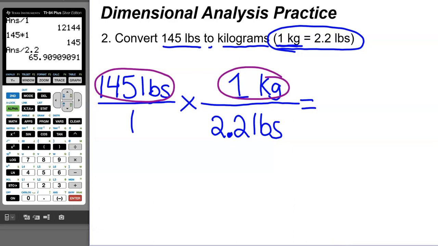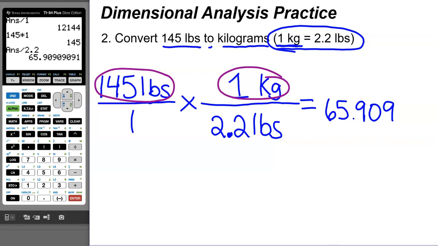So we have 65.909. But of course I'm not quite done yet because I need to round my answer to the correct number of significant figures. Oh, and I also haven't put units.